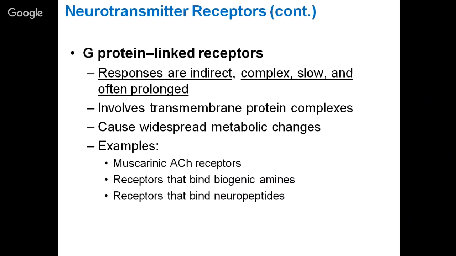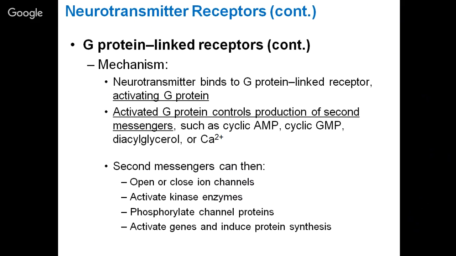Another type of receptor is the G protein linked receptor. Their responses are indirect, complex, slow, and often prolonged. They involve transmembrane protein complexes and cause widespread metabolic changes. Examples would be muscarinic acetylcholine receptors, biogenic amines, and the receptors that bind neuropeptides. And the mechanism is complex.